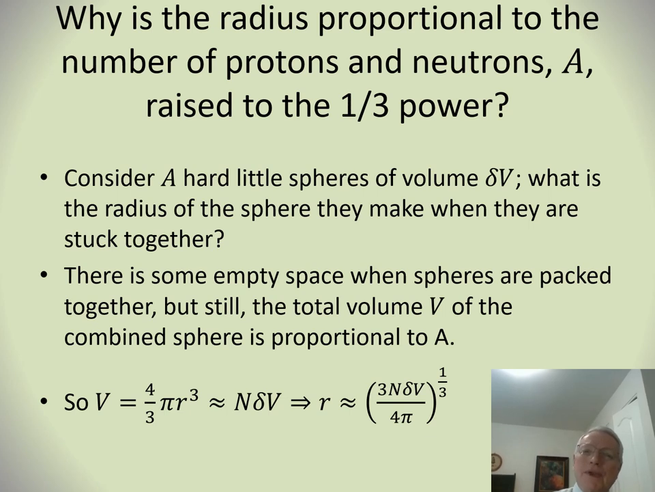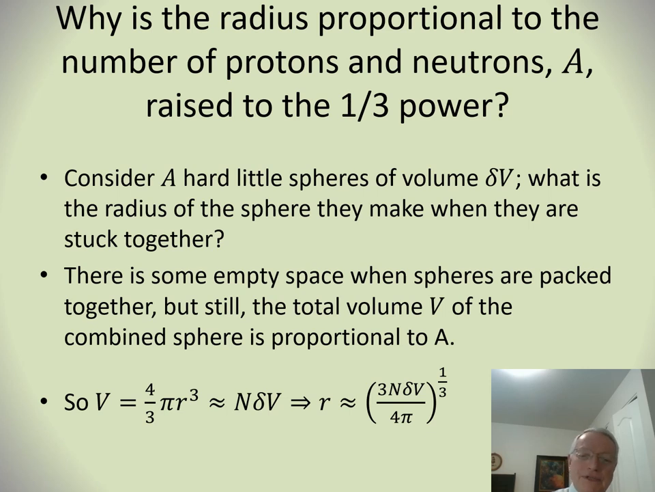You might wonder why the radius of the nucleus is proportional to the number of protons and neutrons A raised to the 1/3 power. So consider A little hard spheres of volume delta V. What would be the radius of the sphere that they make when you stack them together? Well, there's some empty space when you pack spheres together, but still the total volume of the combined sphere ought to be proportional to A.